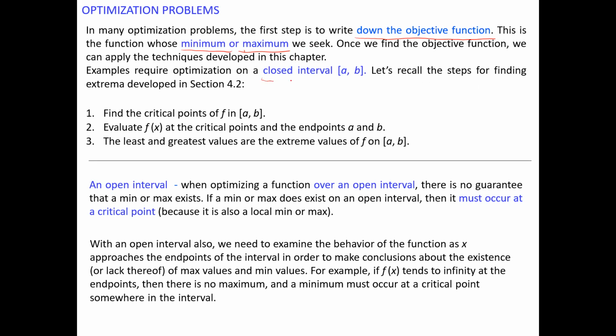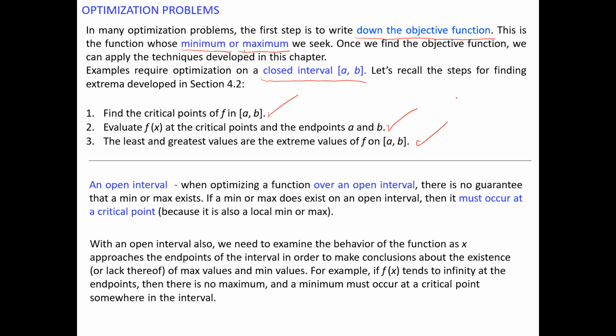If the domain is a closed interval, we will try to find the maximum or minimum value, the extreme value on the closed interval. And we remember we went through this process. We have to find the values at the endpoints. We have to find the critical numbers and the values of the function at the critical points and choose the highest or the lowest, depending on what we're looking for. So that's the closed interval.